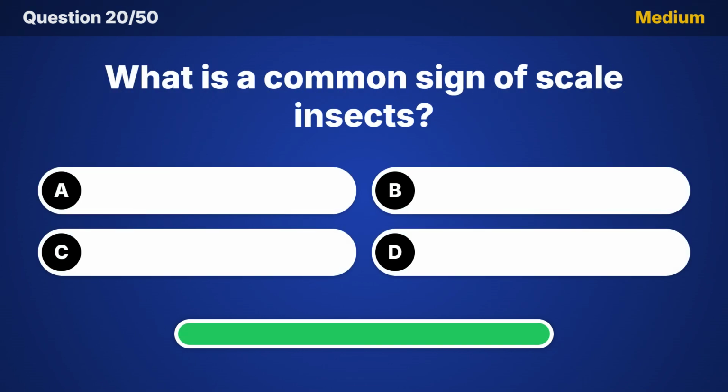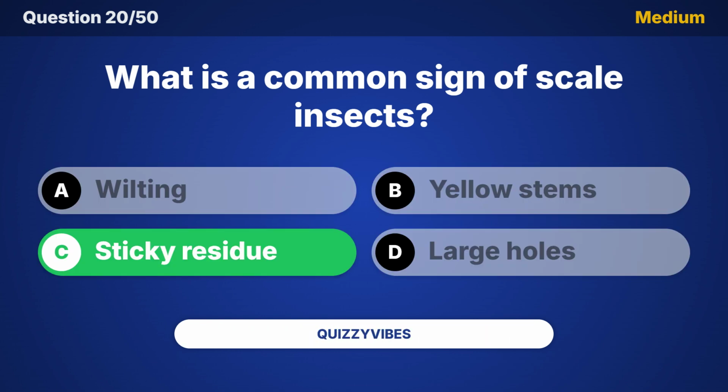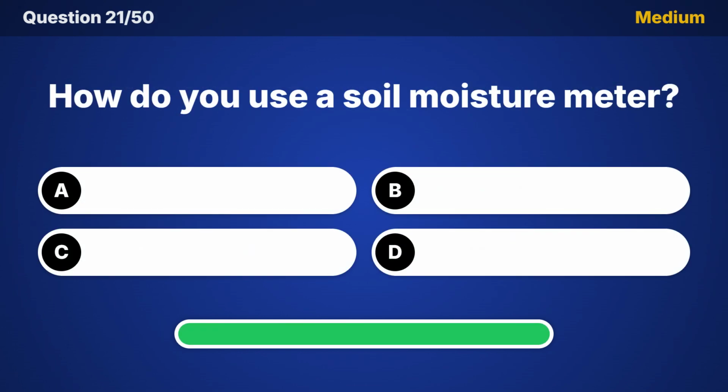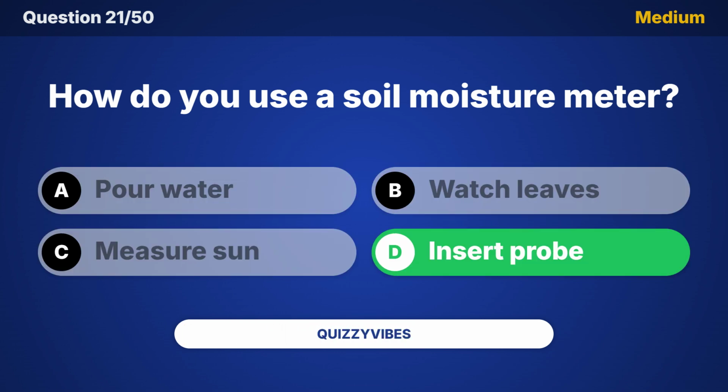What is a common sign of scale insects? The answer is sticky residue. How do you use a soil moisture meter? The correct choice is insert probe.